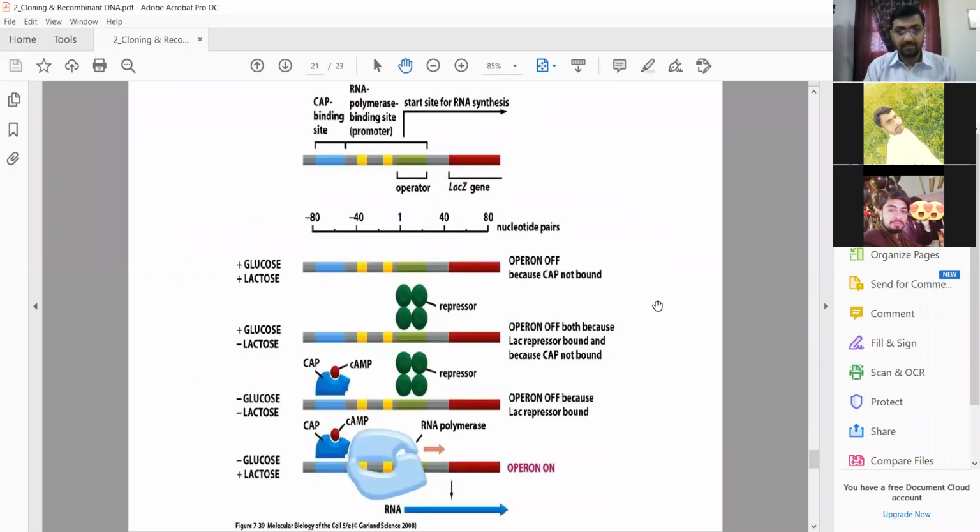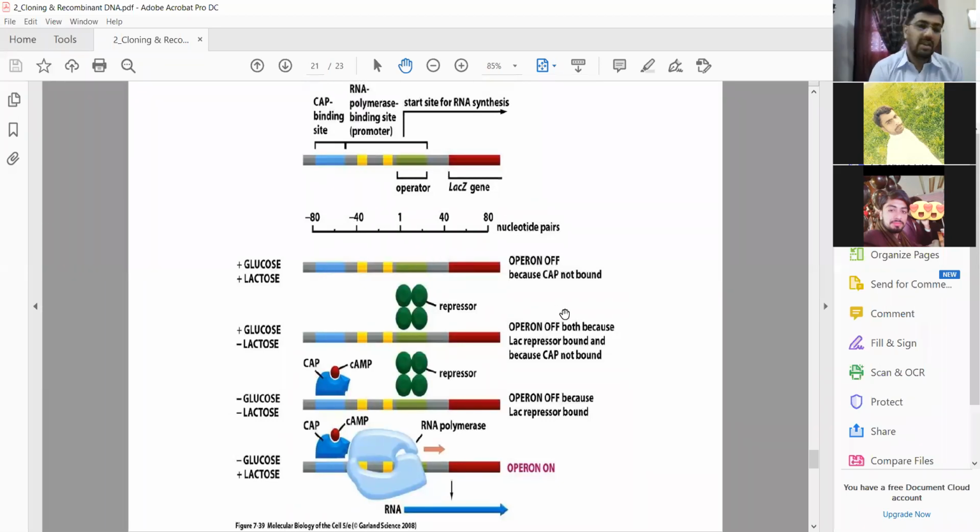So it's interesting that there could be four conditions, because we already discussed that it's due to the presence and absence of both glucose and lactose, which actually turn this lac operon on and off. So we have a simple diagram: this is the lacZ gene, a structural gene. After Z there would be lacY and lacA. This is the operator sequence, and before that there is an RNA polymerase binding site, the promoter sequence, and a CAP site. So the RNA start site for RNA synthesis is from here, and this is one base pair from this.